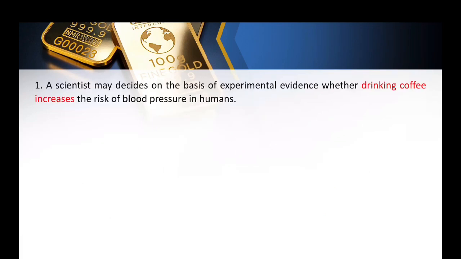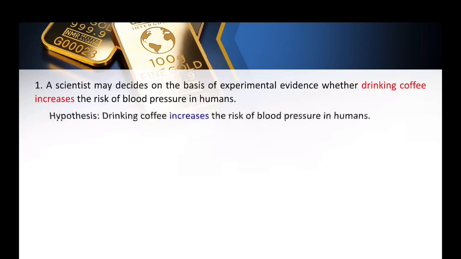So, example. A scientist may decide on the basis of experimental evidence whether drinking coffee increases the risk of blood pressure in human. So the hypothesis is drinking coffee increases the risk of blood pressure in human. But this is your initial assumption. You don't know your hypothesis is correct or not. You have to test. Is it correct that drinking coffee increases the risk of blood pressure in human? You have to test. That's why you need hypothesis testing.